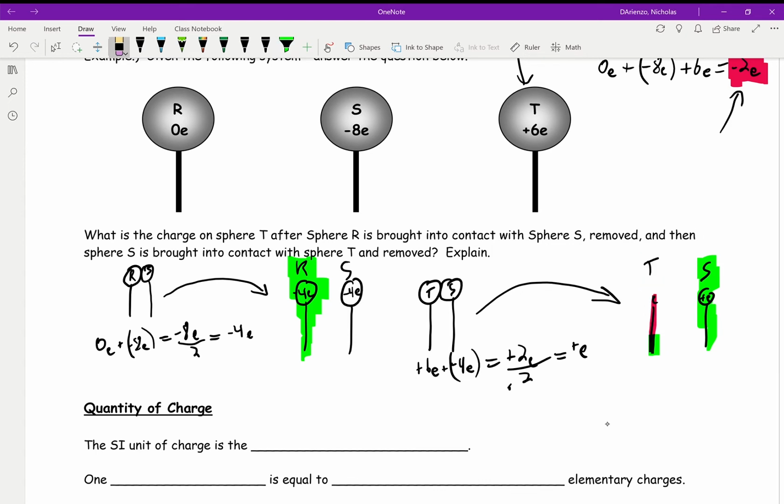See if I can just get the highlighter there. I'm not going to be able to. So I'll do this.